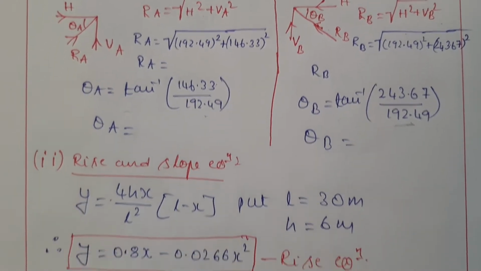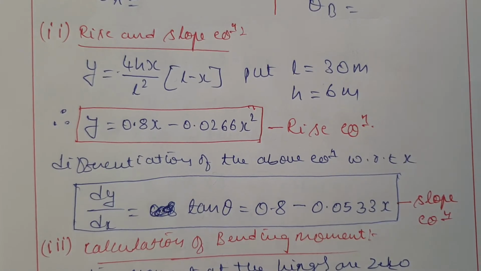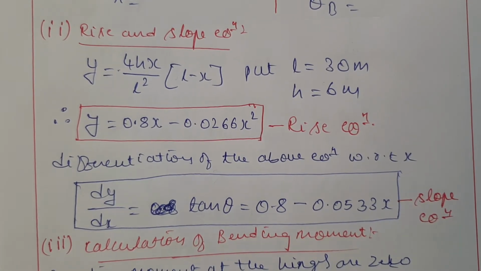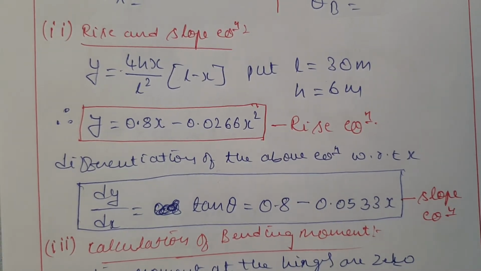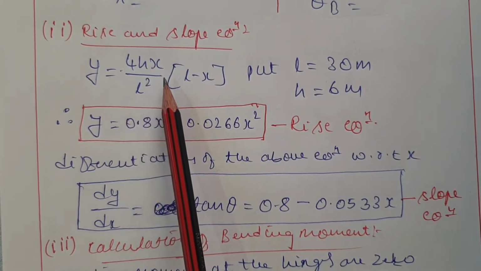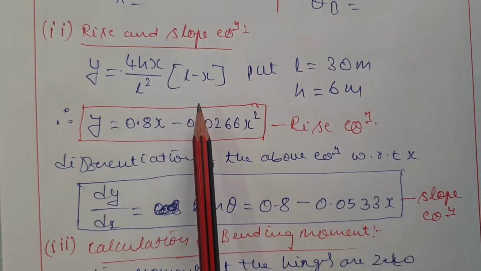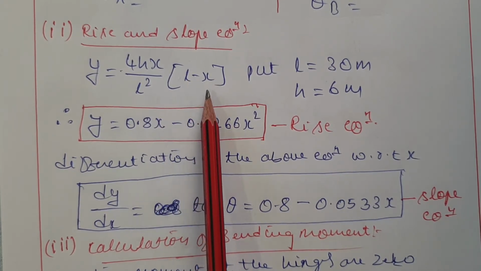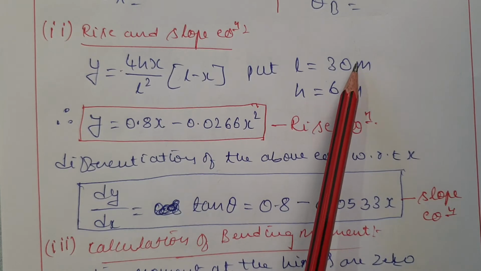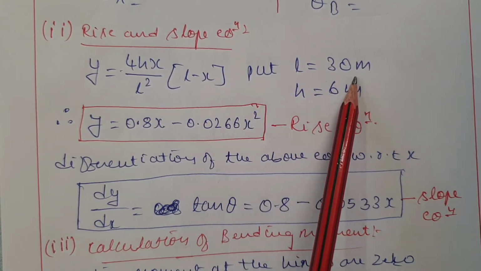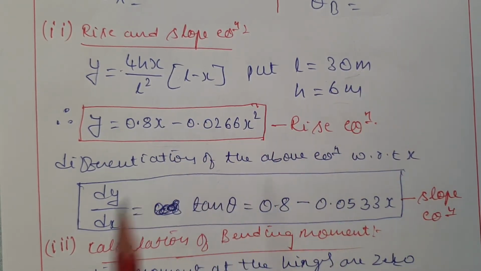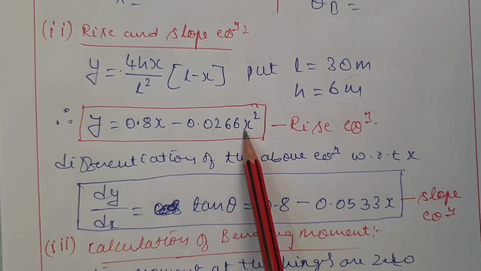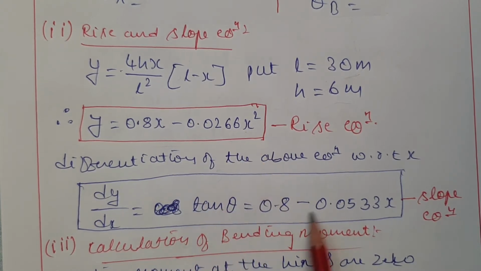After finding the reactions, the next step is to find the rise and slope equations. For a three-hinged parabolic arch, the y equation will be 4h into x divided by L square, whole multiplied by L minus x, where the H value given is 6 meters and the total span is 30 meters. Substitute that and you will get the rise equation. Similarly, if you differentiate this with respect to x, you will get the slope equation.